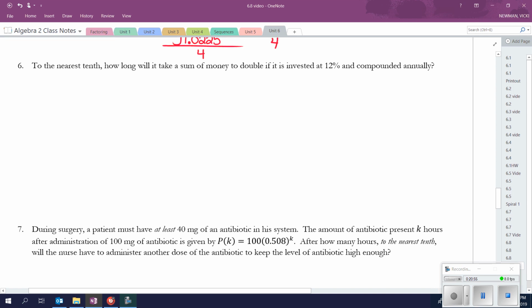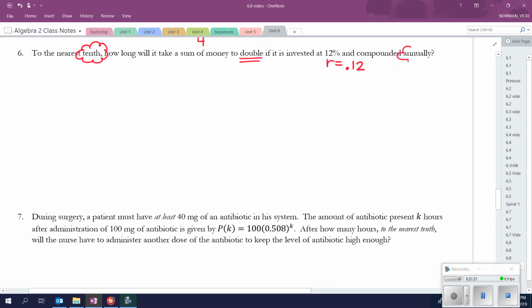Ooh, I love this question. Oh, I'm so excited. Okay. Sorry. To the nearest tenth, again, rounding directions. How long will it take a sum of money? How come you're not telling me how much it is? To double if it is invested at 12%, so r equals 0.12, and compounded annually. n is 1.